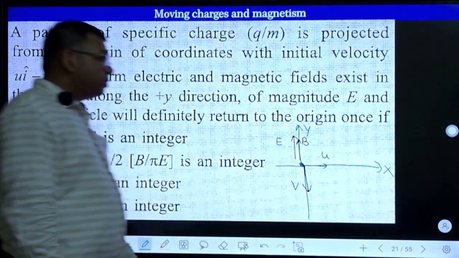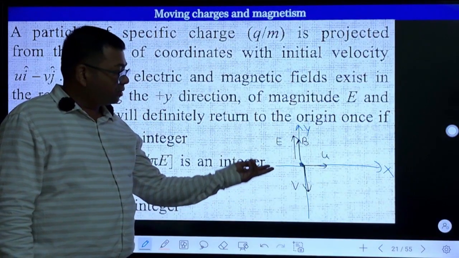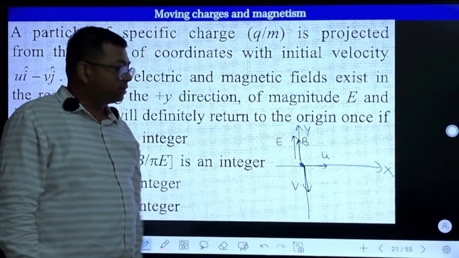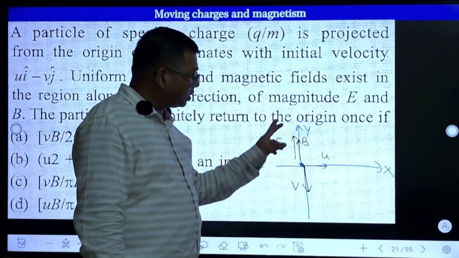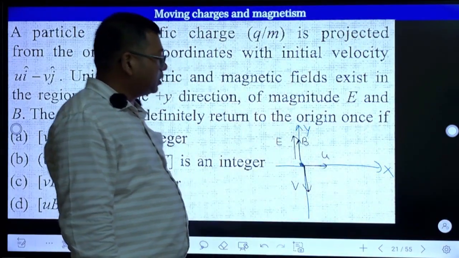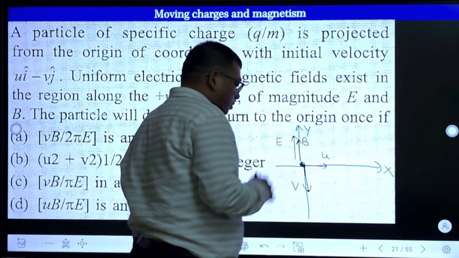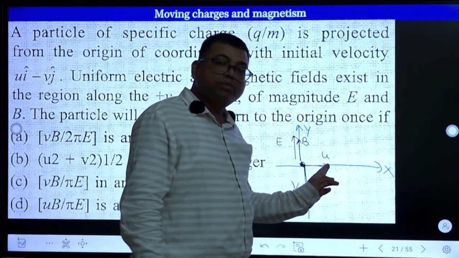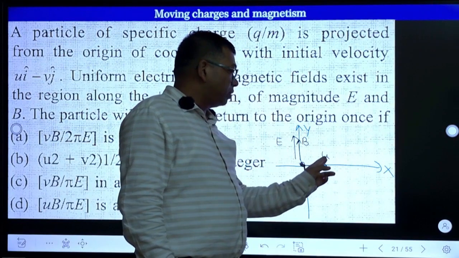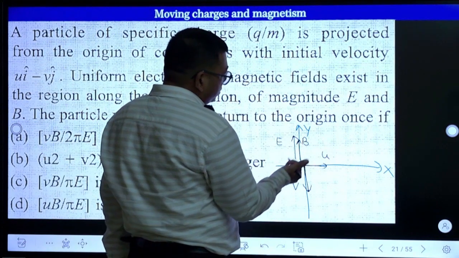So definitely what will happen is that the velocity v, which is opposite to the y direction, will undergo retardation. It will decrease because the electric field will try to reduce its speed. And the other speed initially will remain as it is. What is the direction of the magnetic force? The magnetic force will act only on the perpendicular component of velocity, and if you do u cross B, which direction will it go?